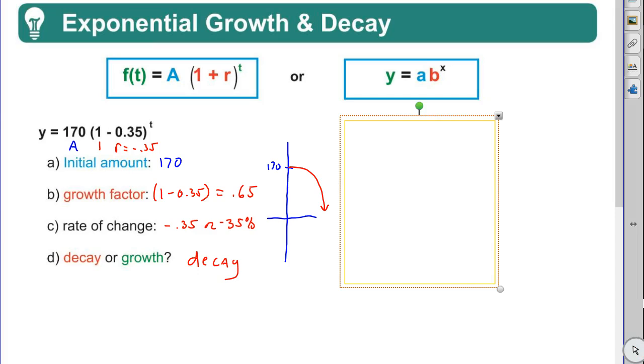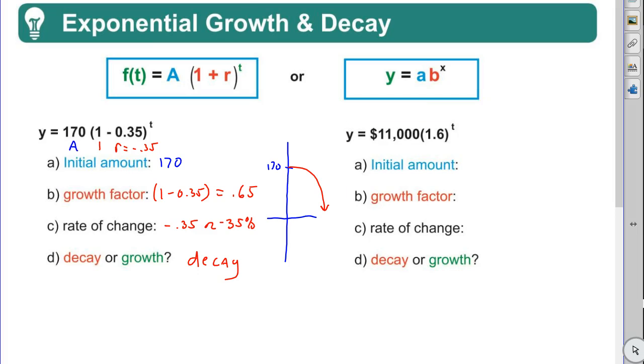All right, how about the other format? Maybe we have something like this: y equals $11,000 times 1.6 to the t. Remember the initial amount is clearly $11,000. That's where this one will start. What is our growth factor? Again, that's the whole base, so it's 1.6.